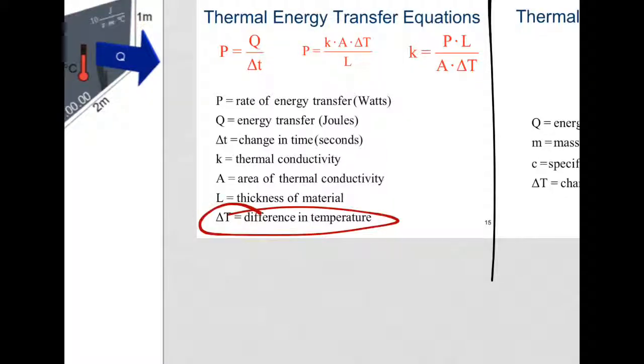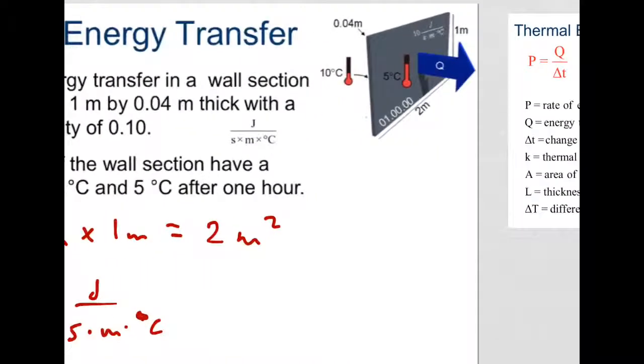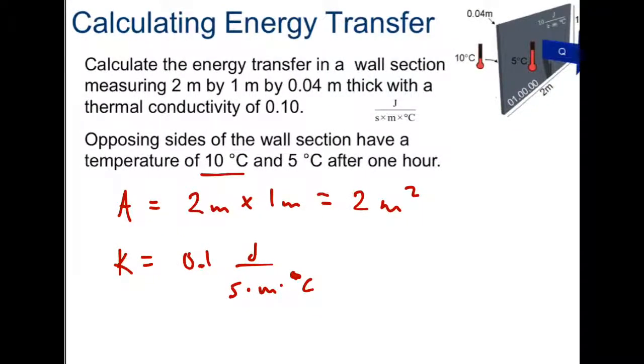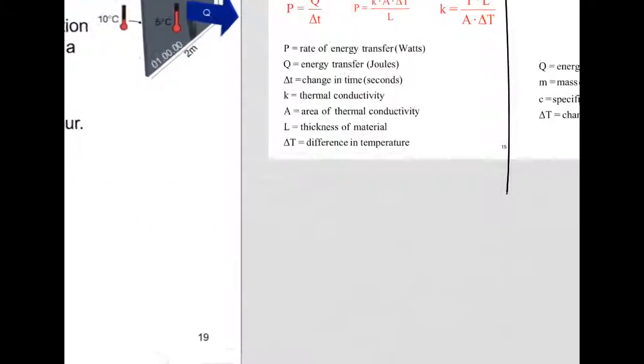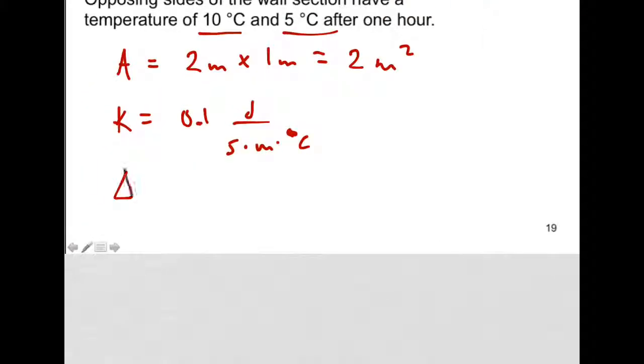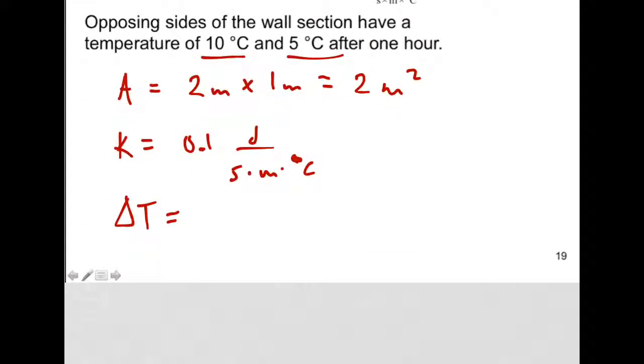I do have a difference in temperature, right? It says the temperature on one side of the wall is 10, and on the other side of the wall is 5. Opposing sides of the wall section have a temperature of 10 degrees Celsius and 5 degrees Celsius after 1 hour. So the temperature difference, delta T, that's going to be 10 minus 5, which is just 5 degrees Celsius.